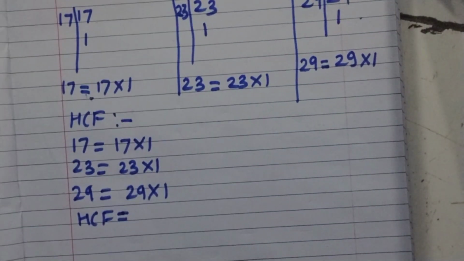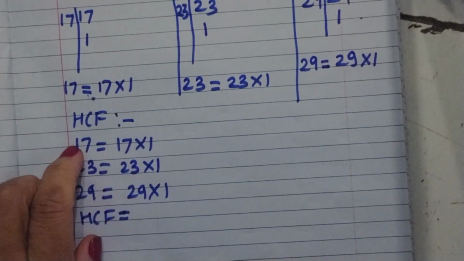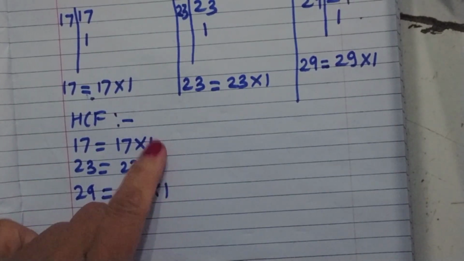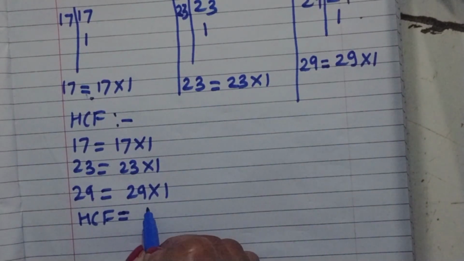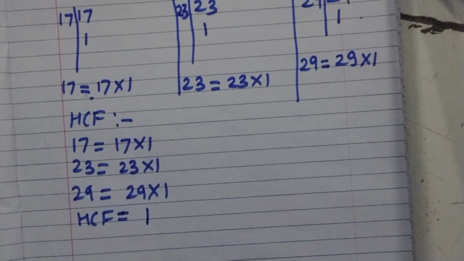So to find HCF, we find common factors among 17, 23 and 29. So you can see here the common factor among 17, 23 and 29 is 1 only. No other number is common among 17, 23 and 29. So we write 1. So HCF of 17, 23 and 29 is 1.